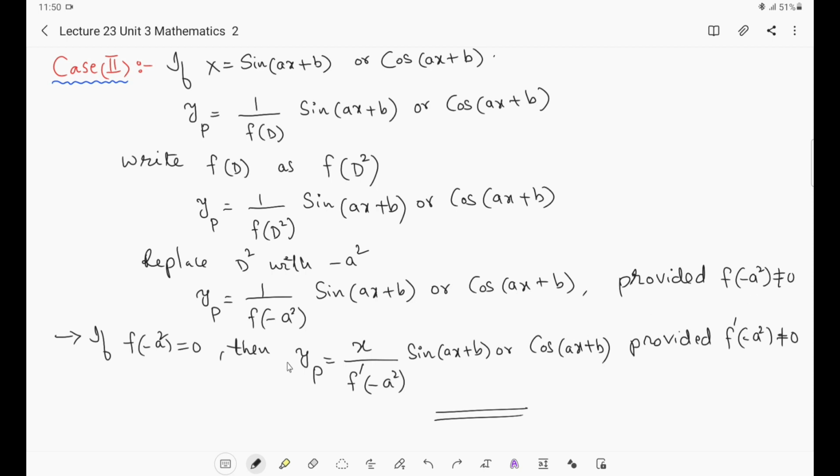Suppose this f of minus a square is becoming 0, then what do we have to do? We have to multiply the numerator with x and differentiate the denominator. This will be the particular integral. Suppose again this f dash of minus a square is becoming 0, then what do we have to do? Again multiply the numerator with x. So we will get x square here and the denominator will be f double dash of minus a square. Sine of ax plus b or cos of ax plus b will be as it is. So this is the procedure. Now let us see problems related to this.